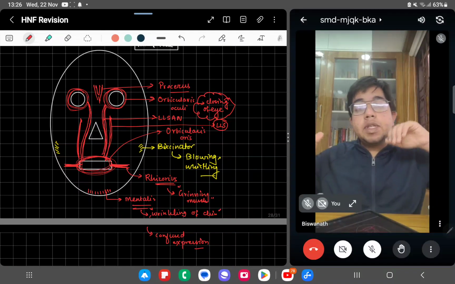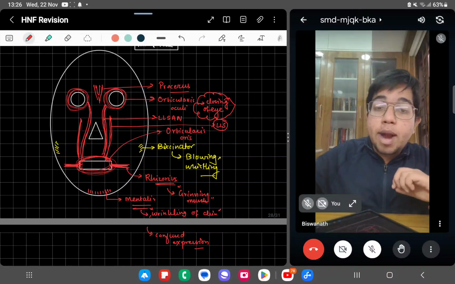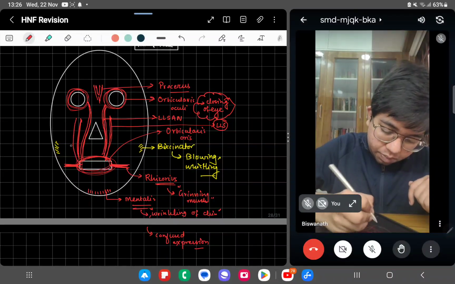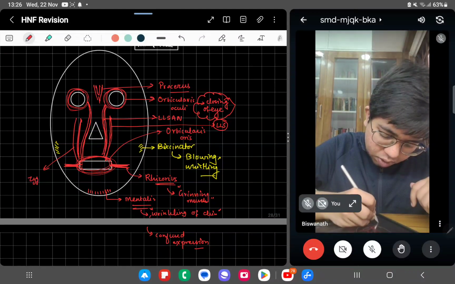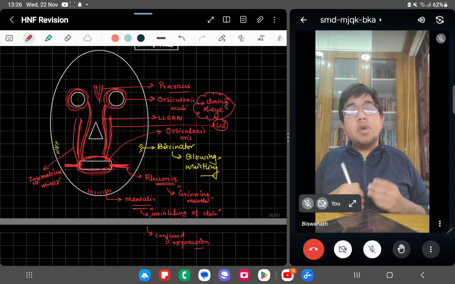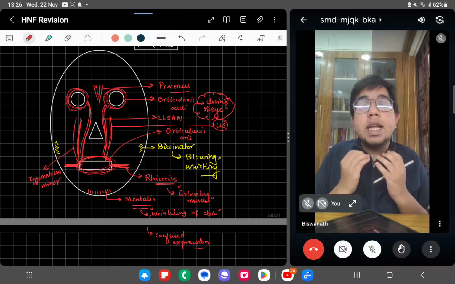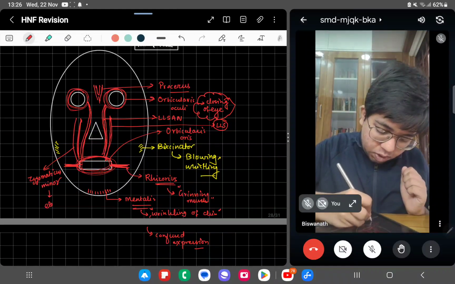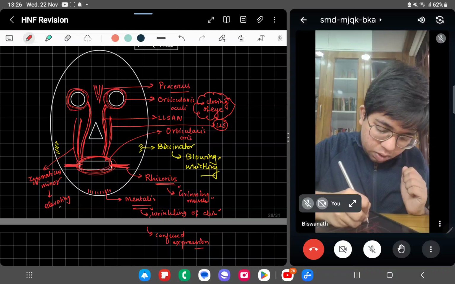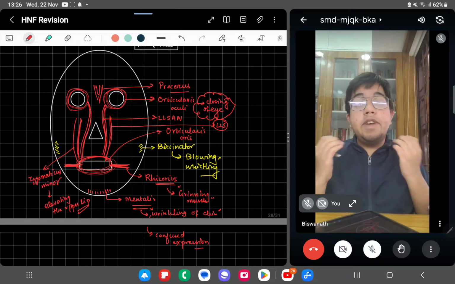Then we have a muscle just lateral to the levator labii superioris, that is called the zygomaticus minor. What is this zygomaticus minor doing? It is elevating the upper lip.